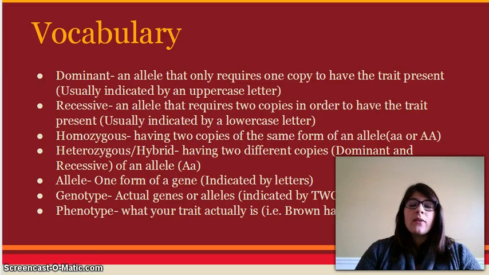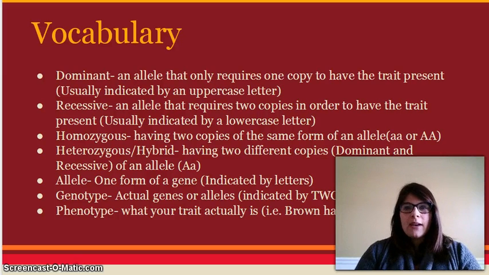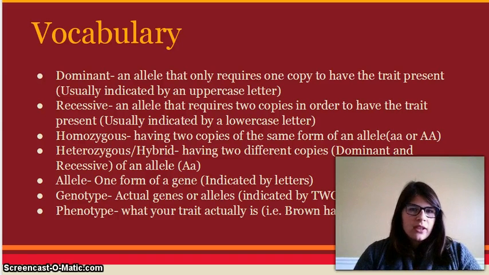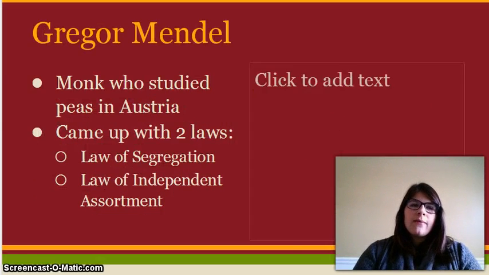And then we have our phenotype. What the trait actually is. So in the example I gave you of brown hair, if you had that brown hair, that would be your phenotype. If you had the blonde hair, that would be your phenotype. What do we actually see? What is the actual trait we're looking for? That is the phenotype. So where does this all come from?